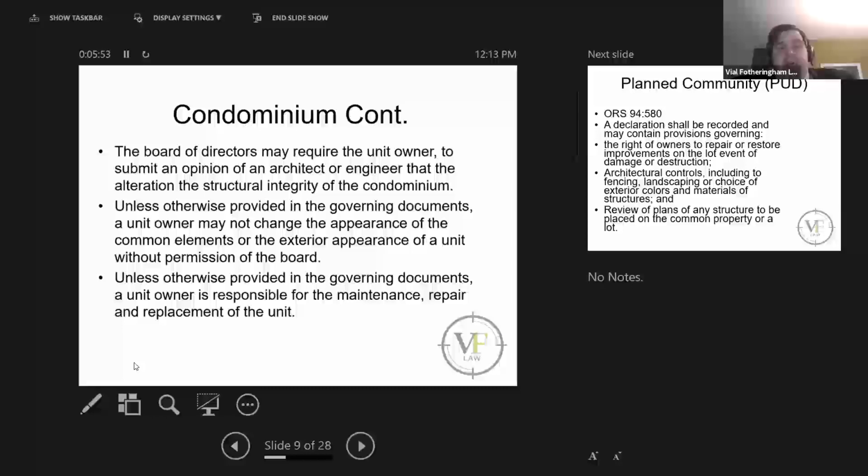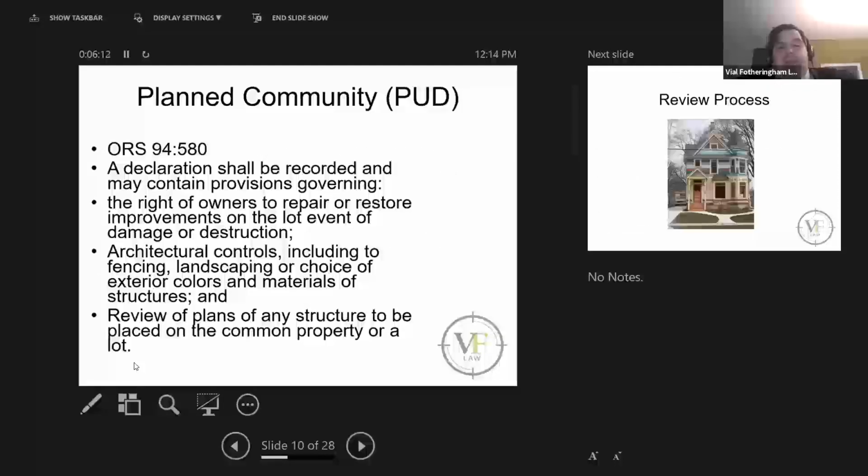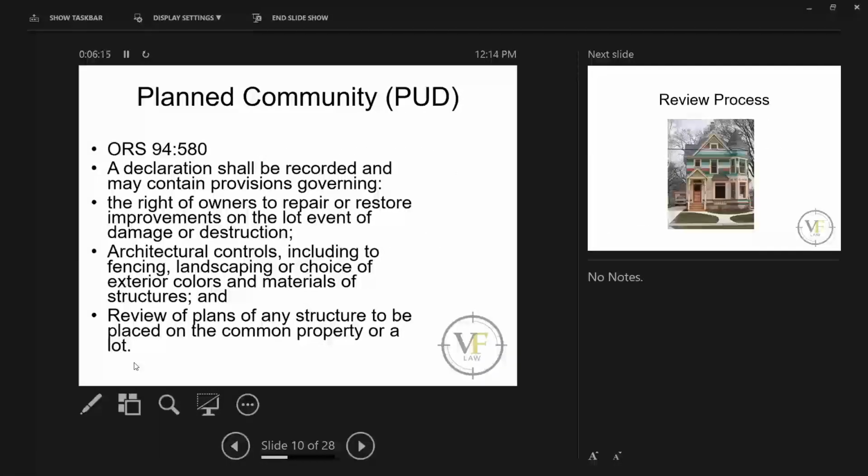All right, I'm skipping through condos pretty quickly, in part because condos often do not have the same number of applications or opportunities for architectural review that a planned community has, a planned unit development, and frankly, townhomes as well. Townhomes are like condos.